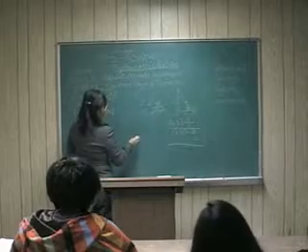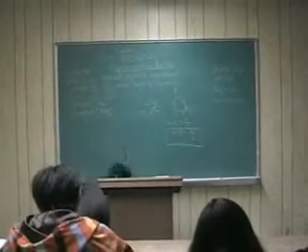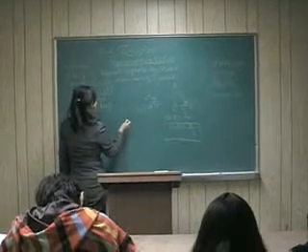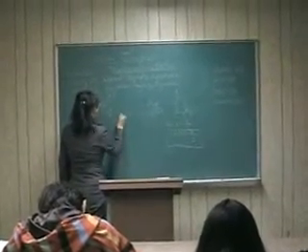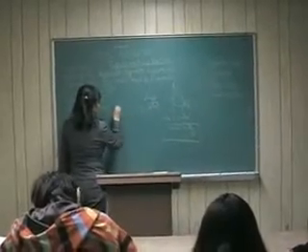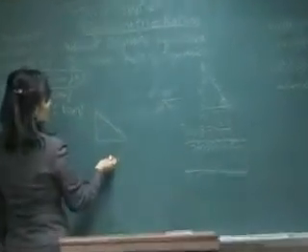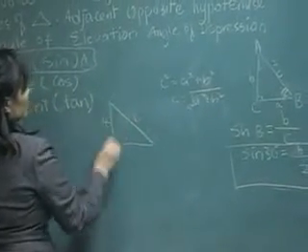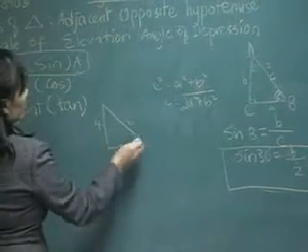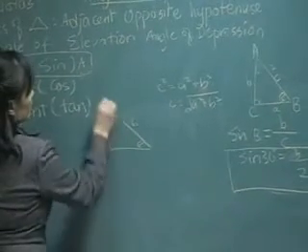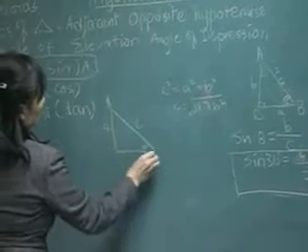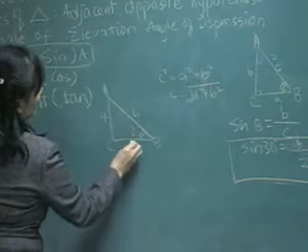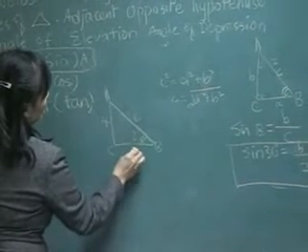If I give you another one, if I give you the sides of a triangle, let's say 6 and 4, can you find this angle? What is this, and what is the length here?